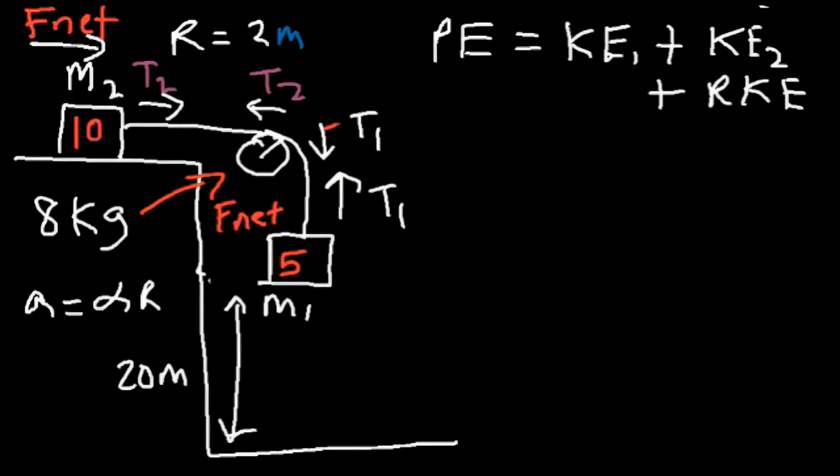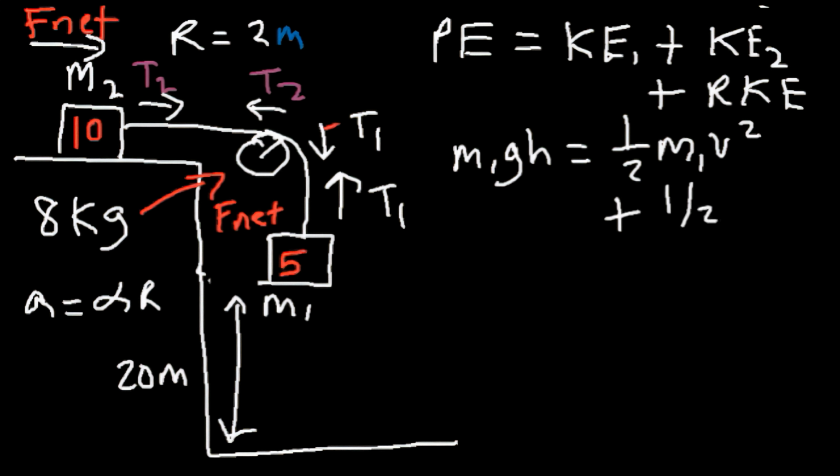So the gravitational potential energy of block 1 is simply m1 times g times h. And the kinetic energy of block 1 is 1/2 m1 v squared. Now we don't have to write v1 squared because the velocity or the speed of every object is going to be the same because they're attached to the same rope. And then this is going to be plus 1/2 m2 v squared. That's the kinetic energy for block 2. And then the rotational kinetic energy of the pulley is 1/2 inertia times the angular speed squared.